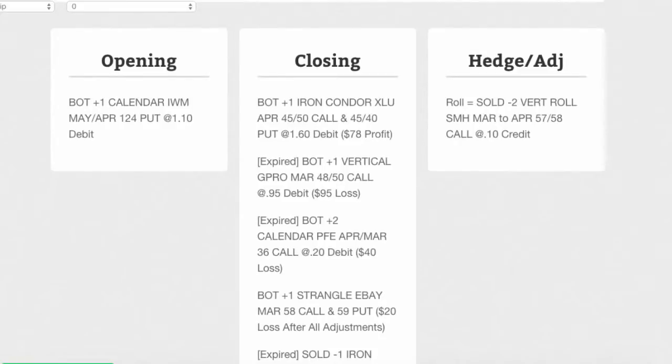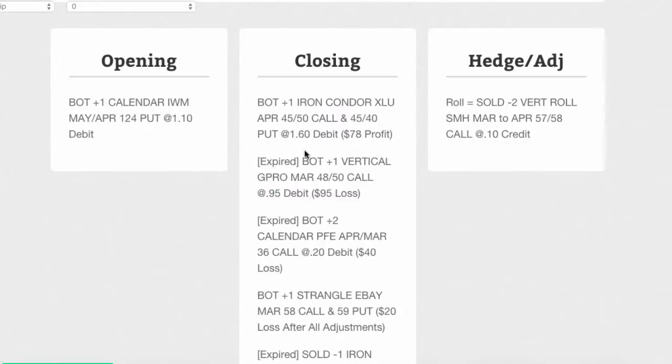But as far as all the positions that we had, we did end up closing out and buying back our XLU Iron Butterfly. That was a nice position that we bought back. We saw XLU basically trade sideways throughout the month. Implied volatility headed lower just a little bit, and so we took a nice $78 profit on that one.